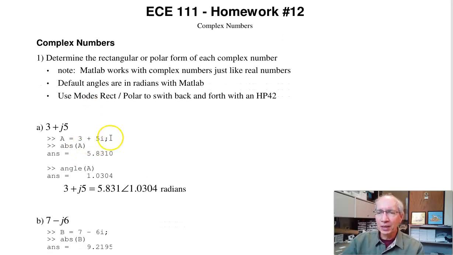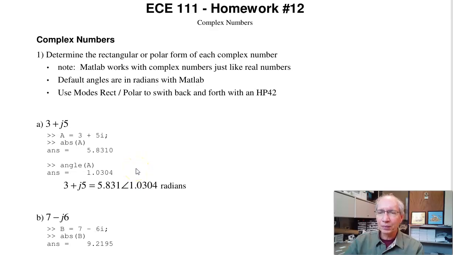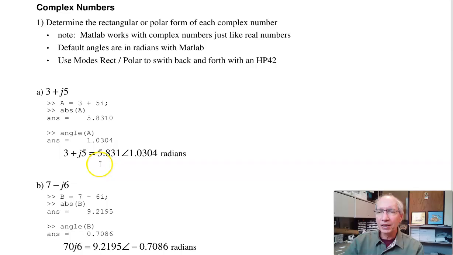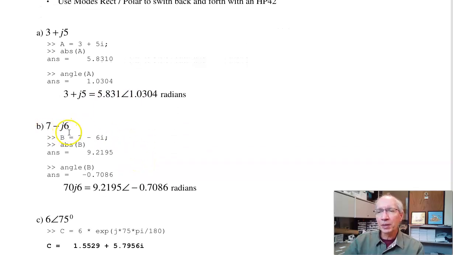The first problem is, given a complex number in rectangular form, what is it in polar form? Well, in Matlab, just input the complex number, 3 plus 5j. The magnitude is the amplitude. The angle is the angle in radians. Again, in Matlab, everything's in radians. So 3 plus j5 is 5.8 at 1.03 radians. 7 minus j6, same trick, is 9.21 at minus 0.7 radians.